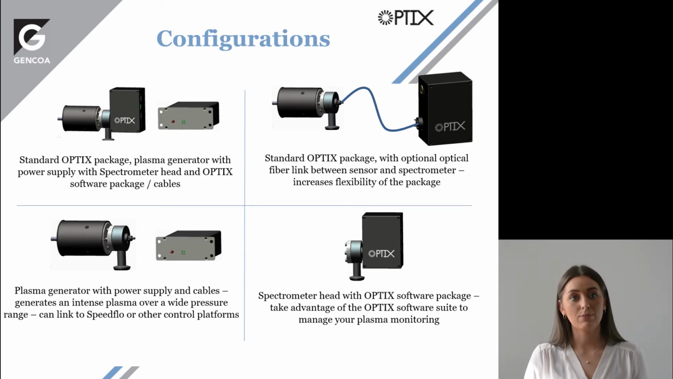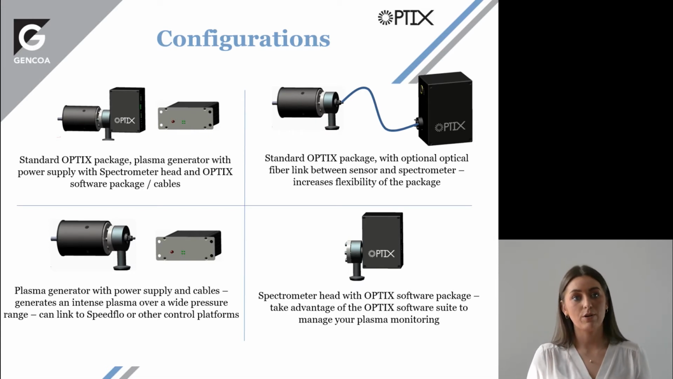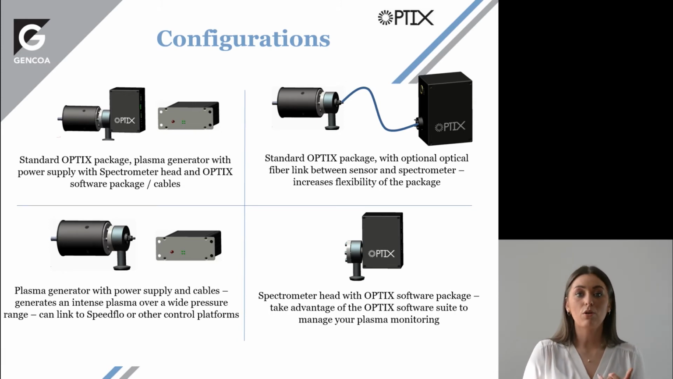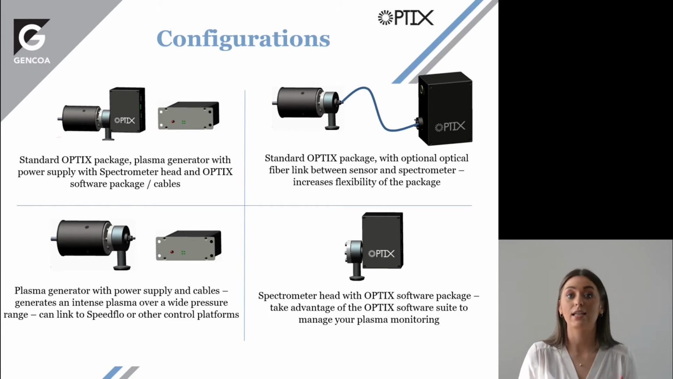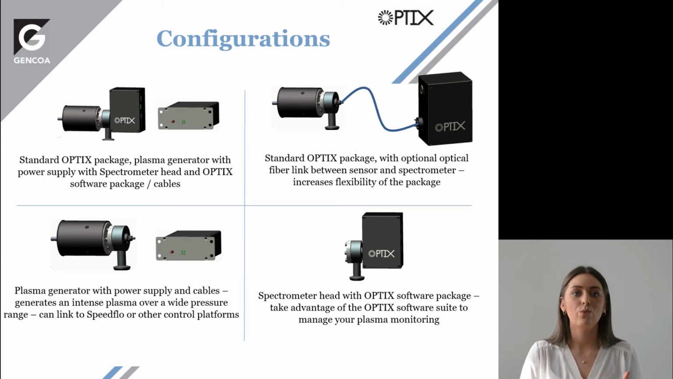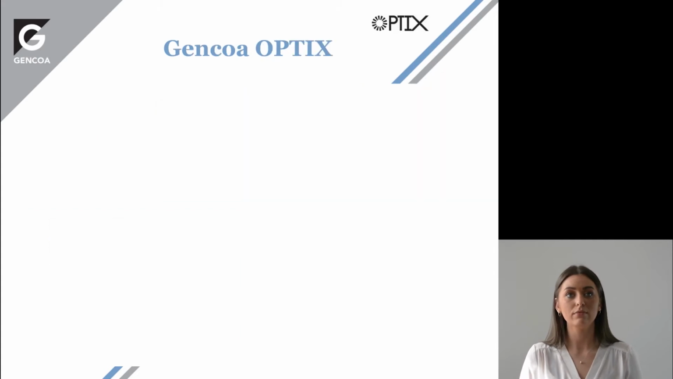Alternatively, you could have the plasma generator with the power supply, and this generates an intense plasma over a wide pressure range, and you can link this to a Speedflow or other control platforms. Or you can have just a spectrometer head, and this lets you take advantage of this Optix software, which can help you manage your plasma monitoring.